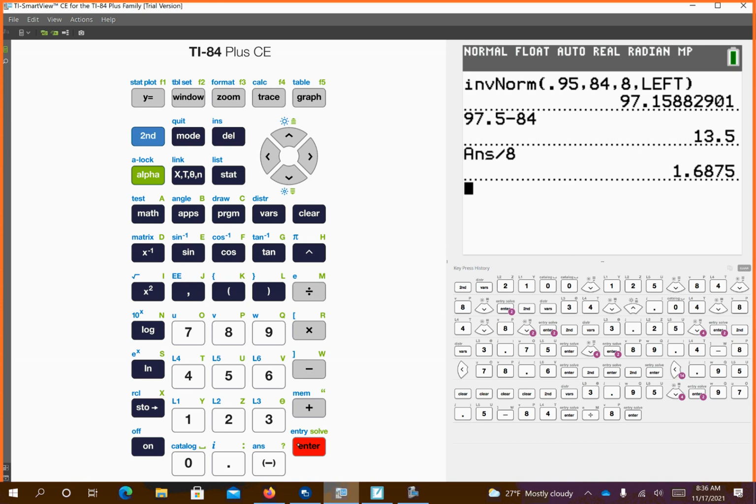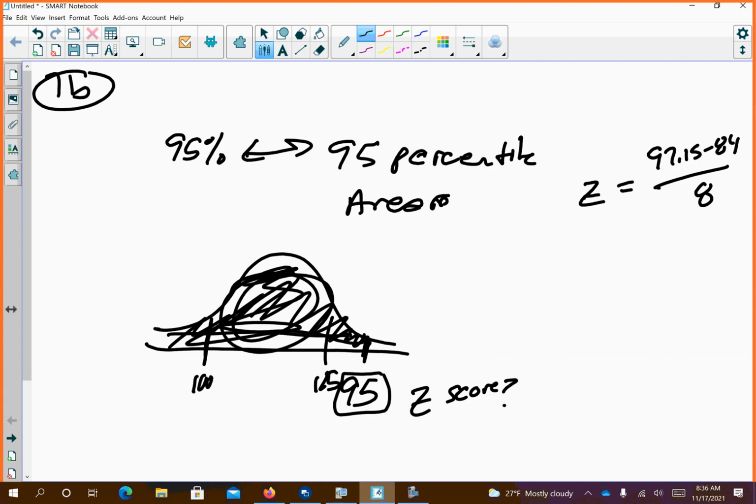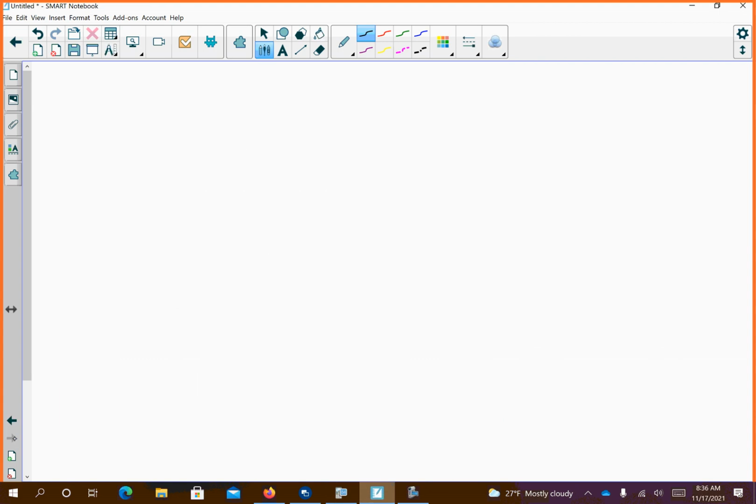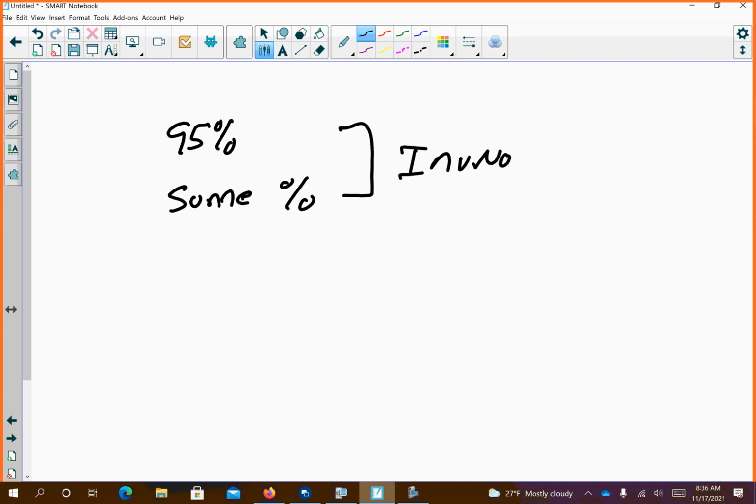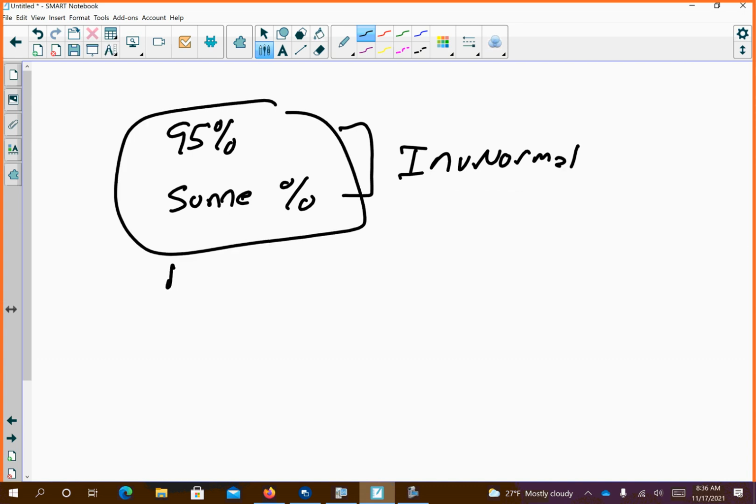The quiz tomorrow, I think, is really pretty easy. And I'm not saying that because I'm the teacher. When I actually did it, I didn't have to put a lot of thought into it. So just think about if you're talking about 95% or some percent, you're doing the inverse normal, okay? Because this is talking about an area where area is 100%. So that's what we're talking about.